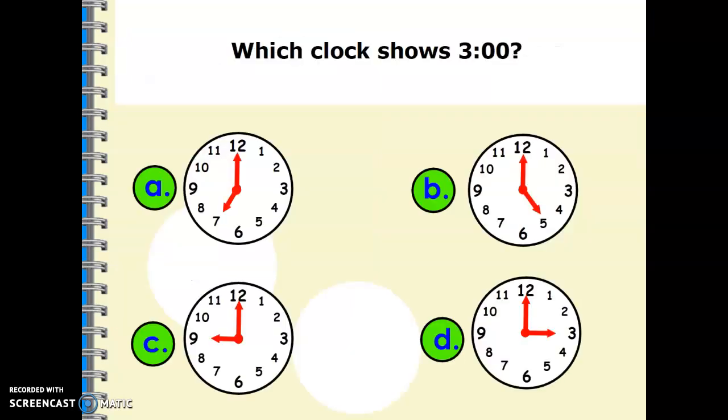Awesome. Alright, let's look at this question. It says, which clock shows 3 o'clock? So let's look at our clocks. Look at A. Our hour hand is pointing to the 7, and the minute hand is on the 12, so we know that is 7 o'clock.